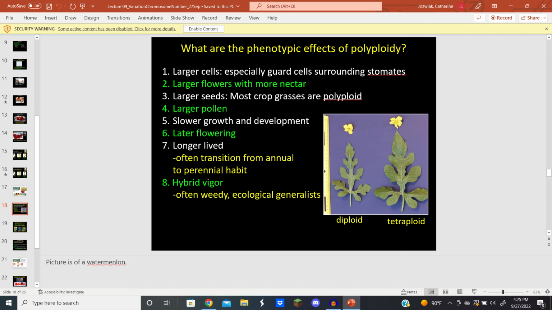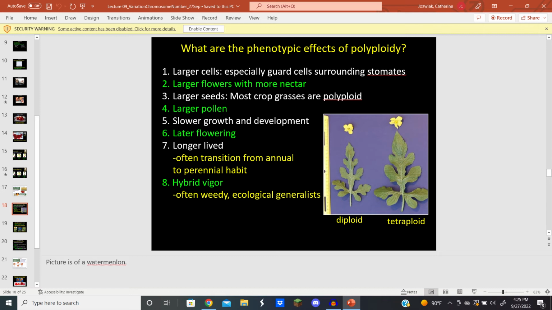So when we talk about grass crops, right, what we need from grass crops, things like wheat, corn, rice, oats, barley, sorghum, millet, etc., we basically are eating the seeds of those things, right? And so if they can make them big, it's better. So almost all of our grass crops actually are polyploid to some extent, right? They also produce larger pollen.